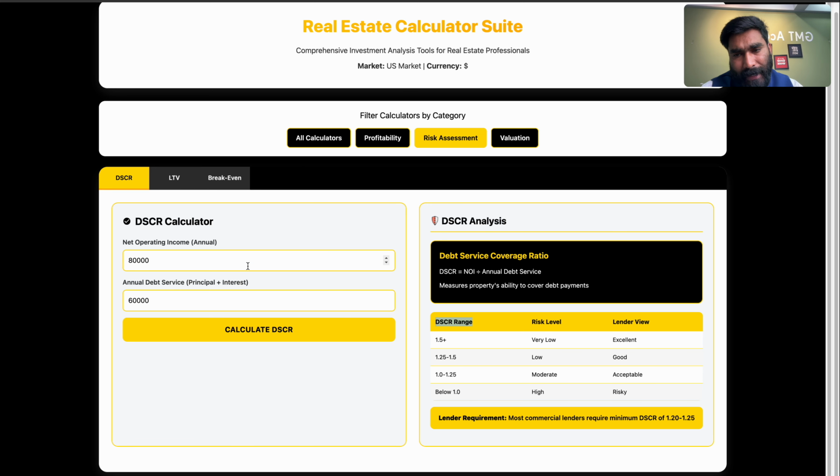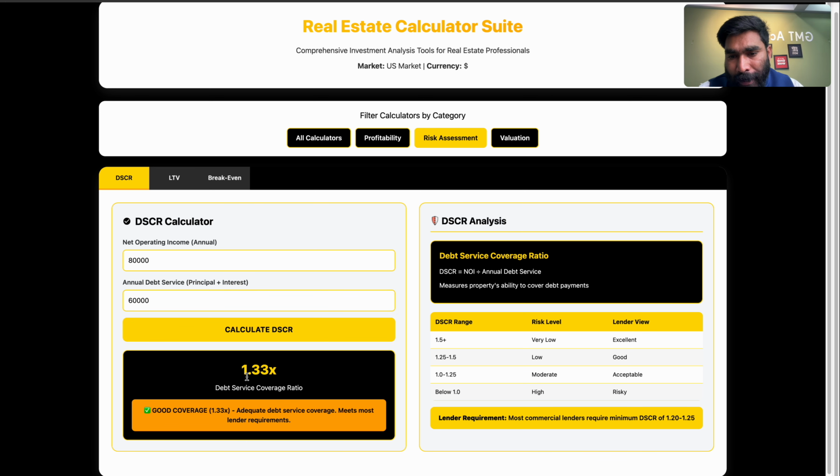So let's calculate now to see in this particular context what the DSCR would be. Let's say net operating income we have is around 80k, and the debt on the property, principal plus interest, we have, let's say, 60k. Let's calculate it. So 1.33x. You have a decent net operating income against the debt of 60k. So 1.33 is the debt service coverage ratio. This is a good coverage ratio.